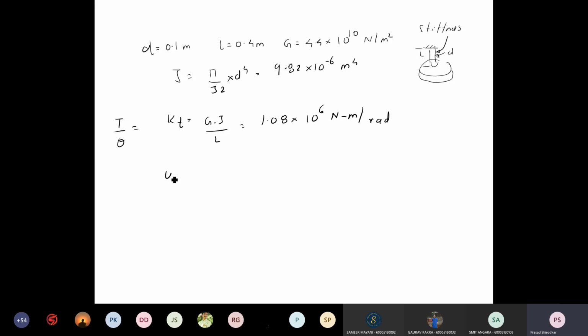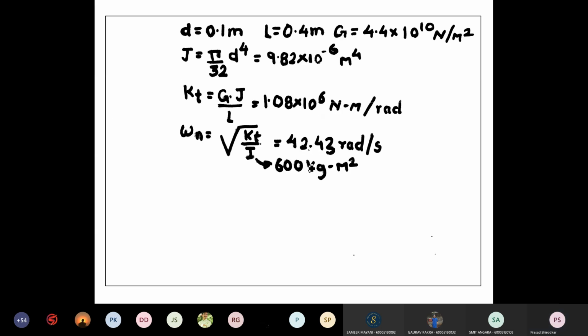So omega n, the natural frequency, is the square root of K torsional divided by I. That comes out to be 42.4 radians per second. Make sure you note these values. You will need these values for your calculation. Now we'll calculate the other quantities.